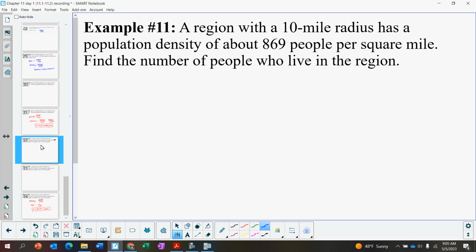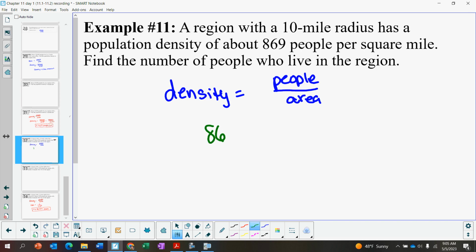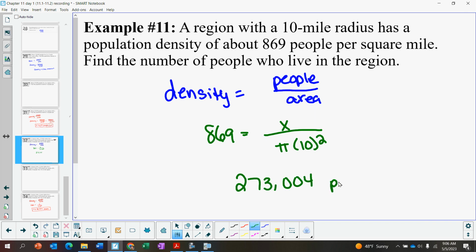For our last example, we now have a region with a 10-mile radius, has a population density of about 869 people per square mile. We want to find the number of people who live in the region. So if I'm still taking density equals people over area, this time I know the density is 869. I don't know the people, so that's going to be a variable for me. And the area is based on pi r squared, so that's pi 10 squared. So I'm going to multiply 869 times pi 10 squared, and I get about 273,004 people.